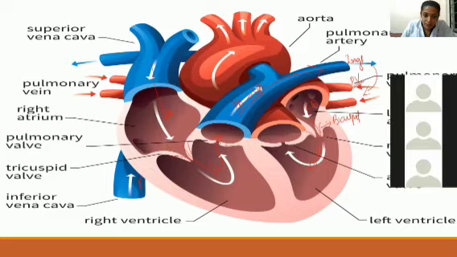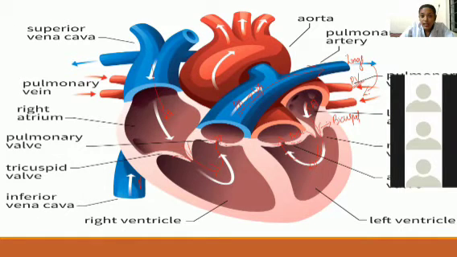In between there are pulmonary valves, and from the left ventricle the blood goes to the aorta. You can see the aorta here, and in between there is the aortic valve. This is about the functioning of the heart, and with each heartbeat this function is happening in the body.